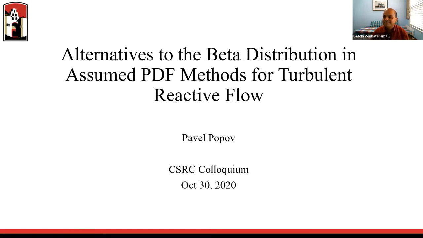Okay, thank you very much, Sachi, and thank you everybody for coming to my talk. Today's talk will be slightly mathematical, and I will talk about some improvements that I recently had the idea for in PDF methods for turbulent combustion. The title of the talk is Alternatives to the Beta Distribution in Assumed PDF Methods for Turbulent Reactive Flows. If any of you have experience with PDF methods for combustion, you know that the beta distribution is used a lot. So it is useful to take a second look at it.